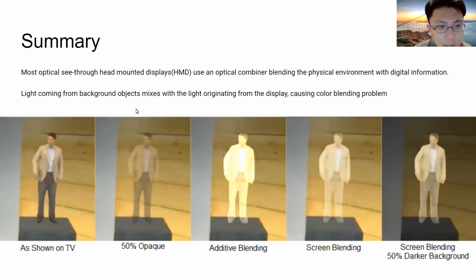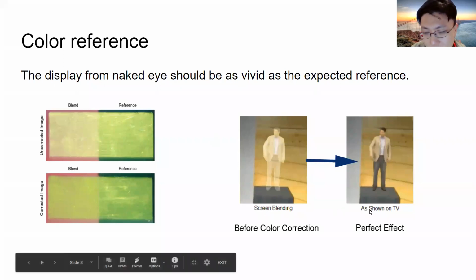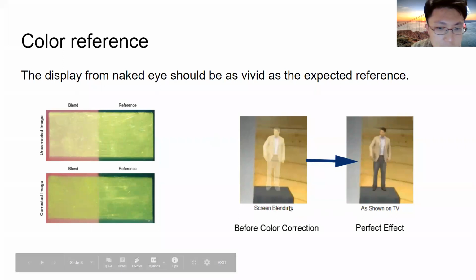As a summary, most optical see-through HMDs use an optical combiner, blending the physical environment with digital information. The light comes from the background, which mixes with the light originating from the display, causing the color blending problem. So our idea comes from color reference. The display seen by the naked eye should be as vivid as expected before. For example, this is the screen blending before and after correction, to get perfect effects on TV.